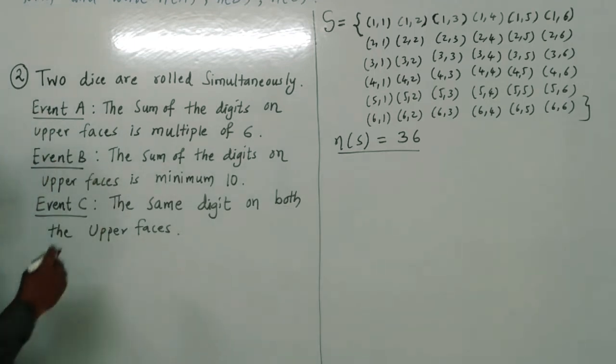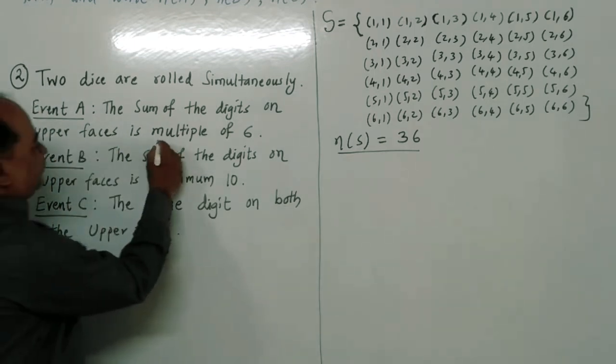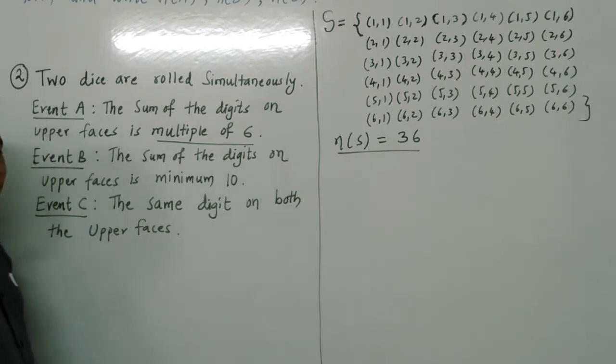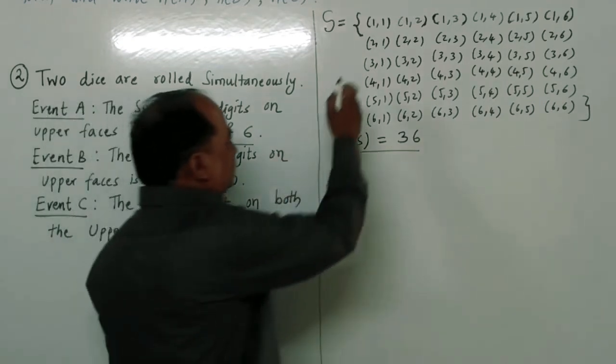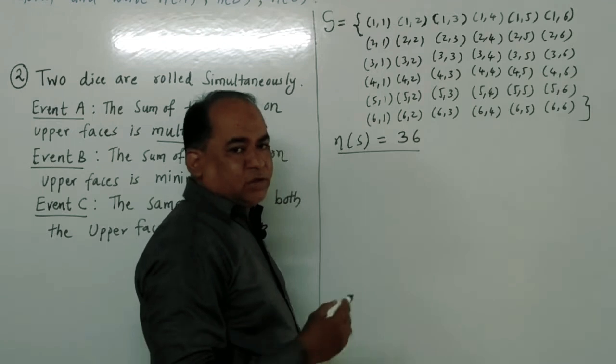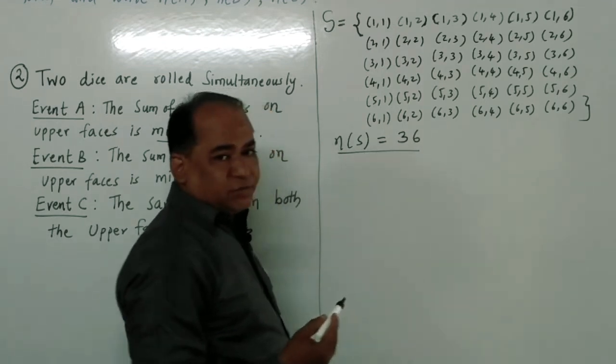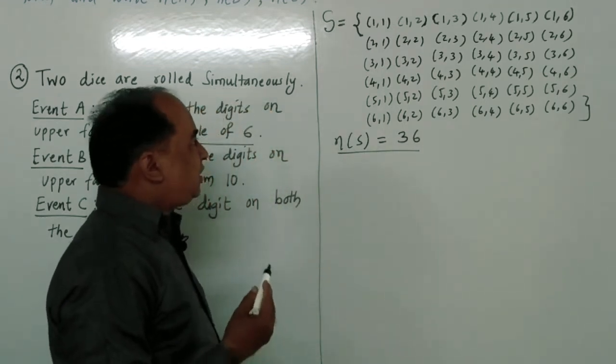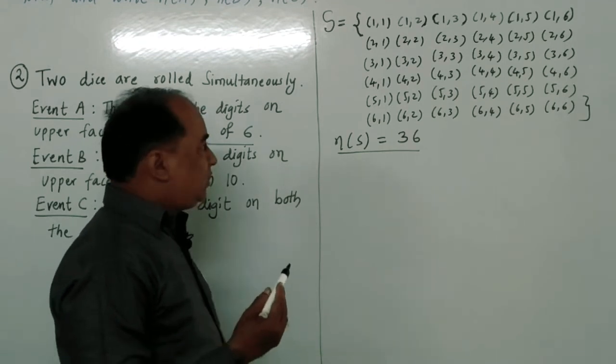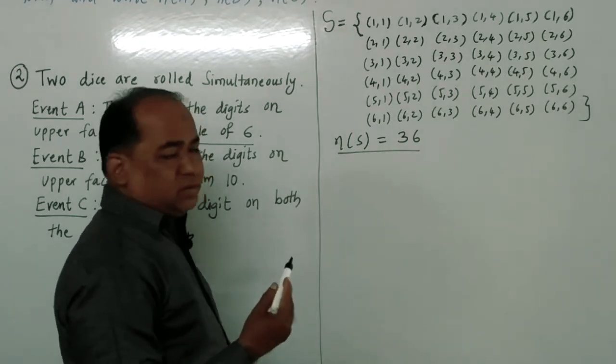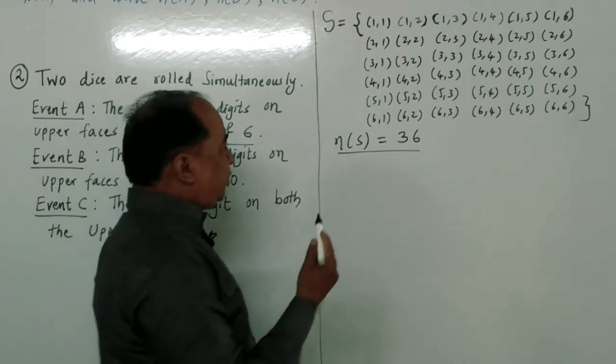Now event A is the sum of the digits on uppermost faces is a multiple of 6. So when you add 1 plus 1, it is 2. Is 2 a multiple of 6? No. So we want 6 here: 6 times 1 is 6, 6 times 2 is 12 and so on. Such a sum should come as a multiple of 6.